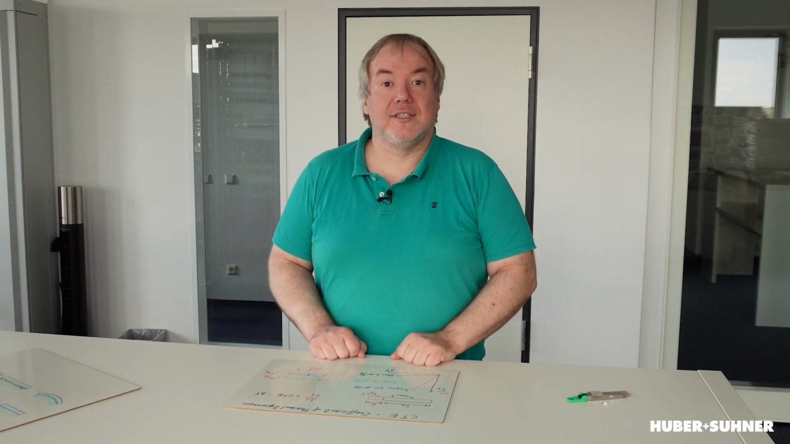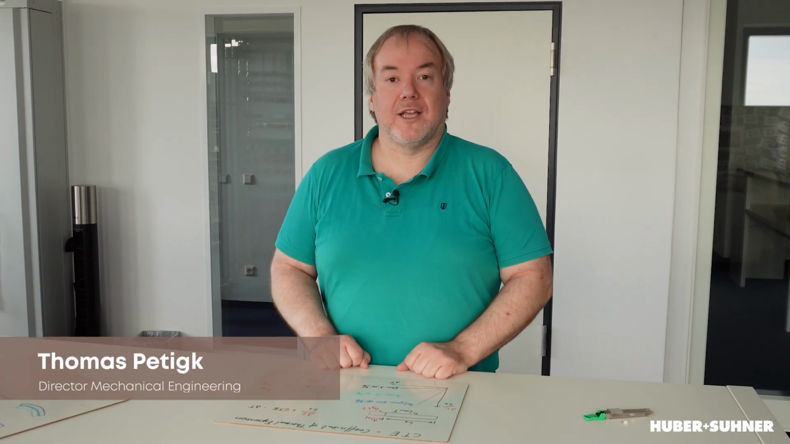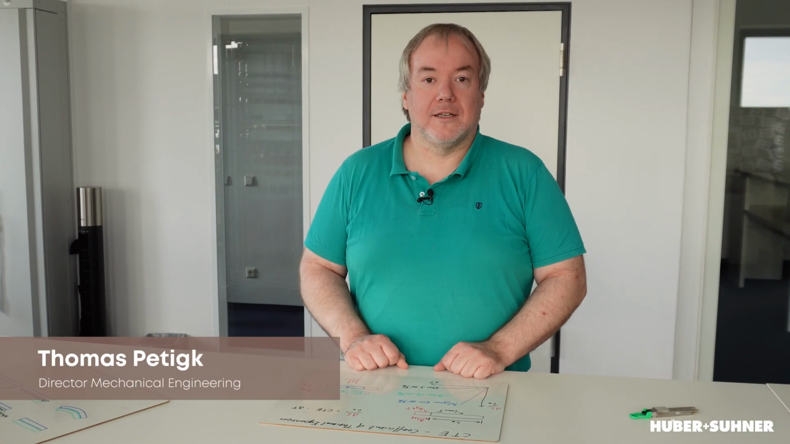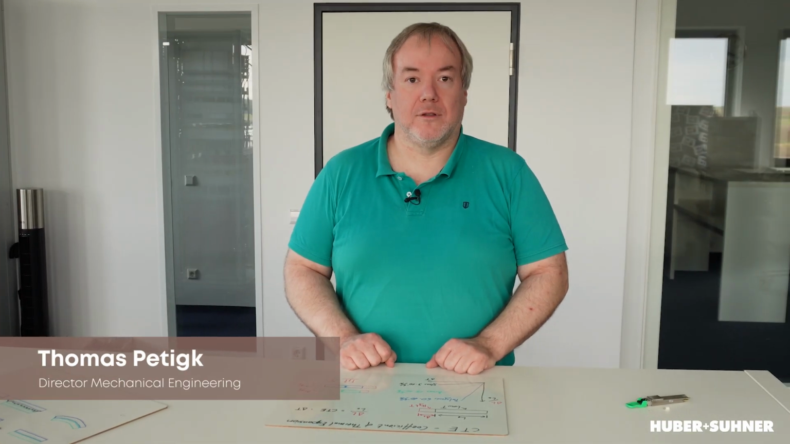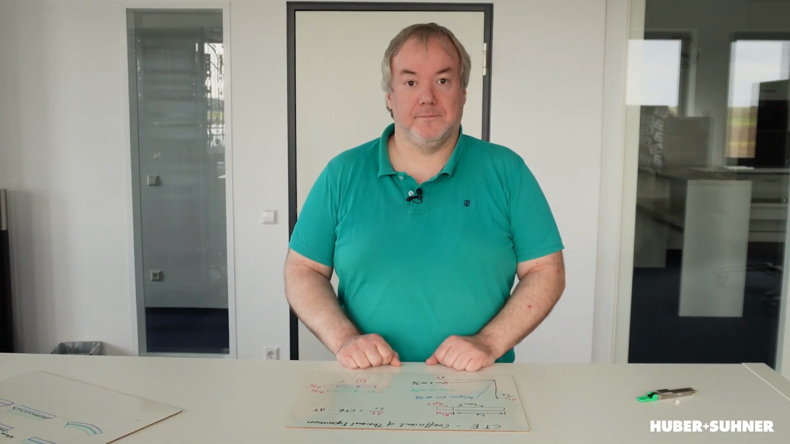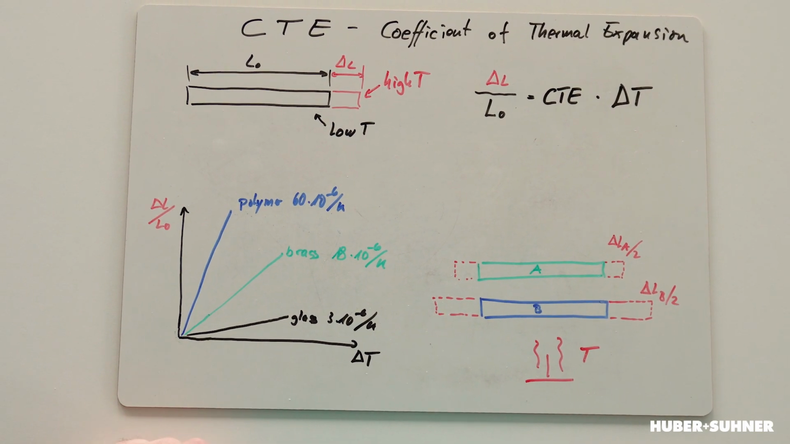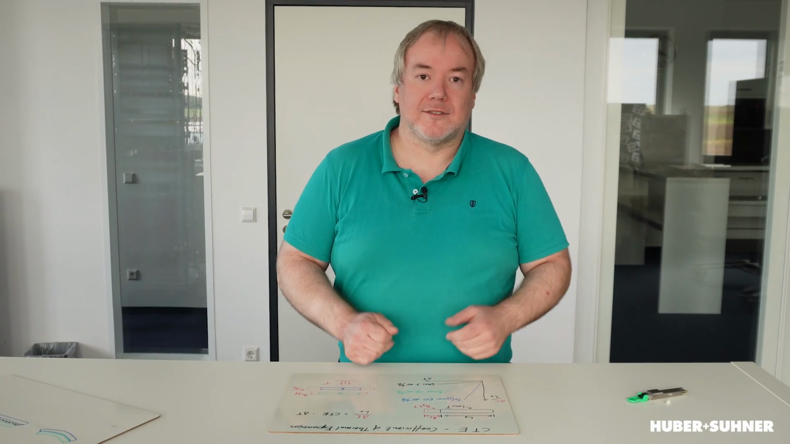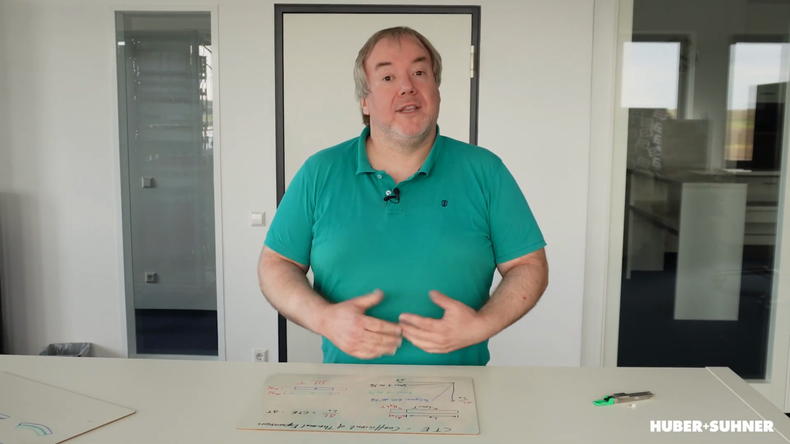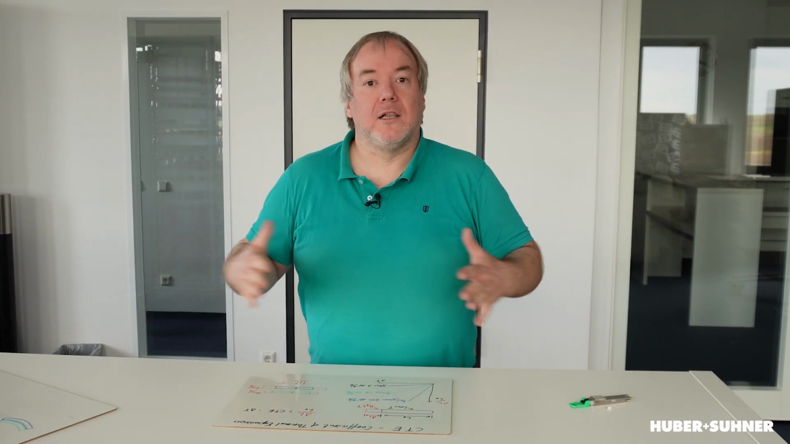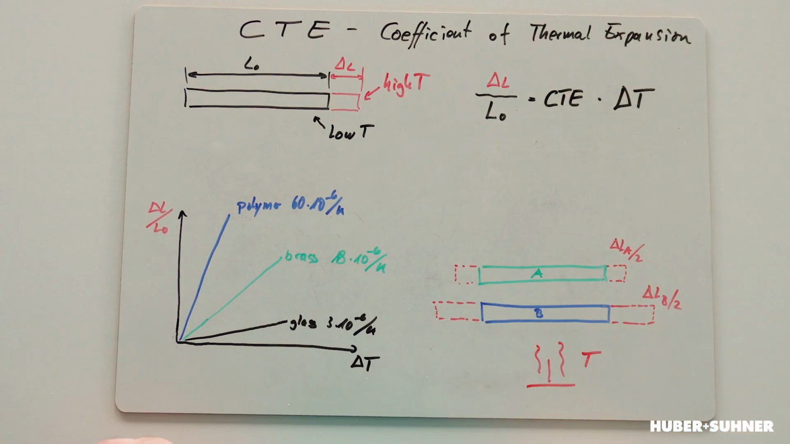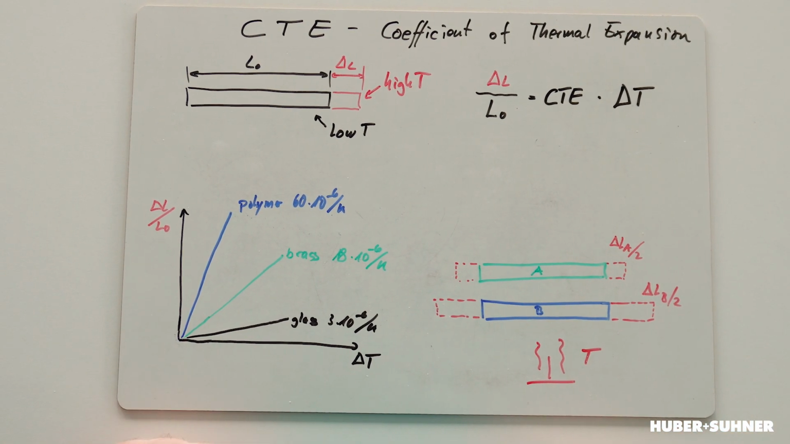To understand those design challenges, we first have to take a closer look at the coefficient of thermal expansion, the so-called CTE. In this picture, in black, shown is a material. At normal temperature it has the length L0, and if we now heat it up, it's getting longer. This means at higher temperature there's a difference of delta L.